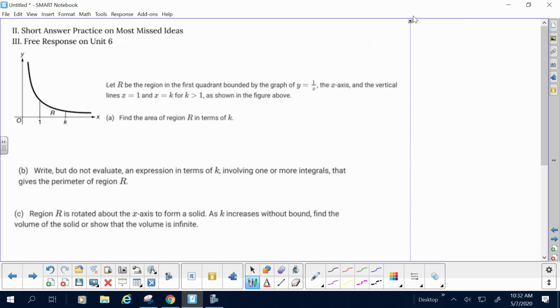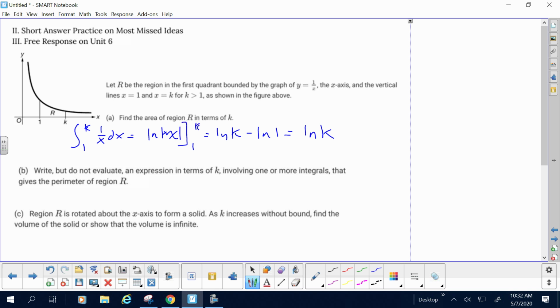I don't know if you remember this, but this is the calculus definition of natural log. The area under the 1 over x curve from 1 to a certain point is natural log of x from 1 to k, which is natural log of k minus natural log of 1. Natural log of 1 is 0, so it's natural log of k.